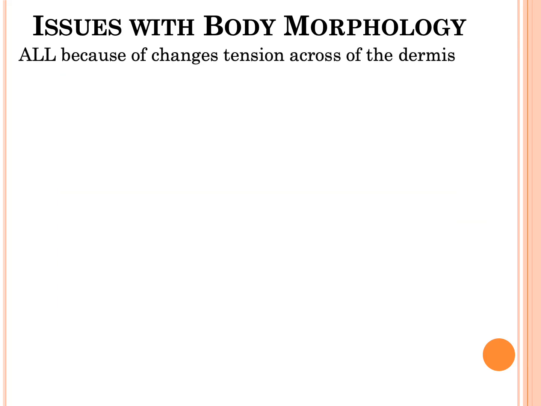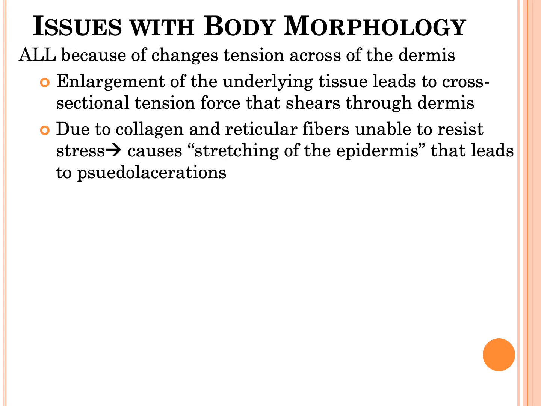And so the last thing to look at here is, what about other changes that relate to damage to the dermis and damage to the epidermis because it changes the body morphology. And so it all happens because it changes the tension across the dermis. And so as we start seeing increased amounts of tissue underlying or deep to the dermis, what ends up happening is we start getting a cross-sectional tension force that actually shears the dermis apart.